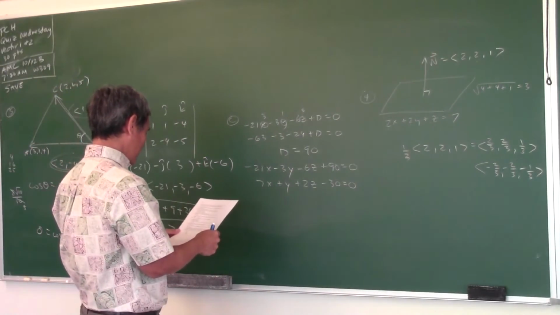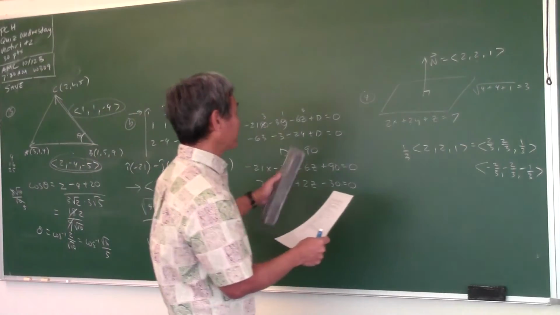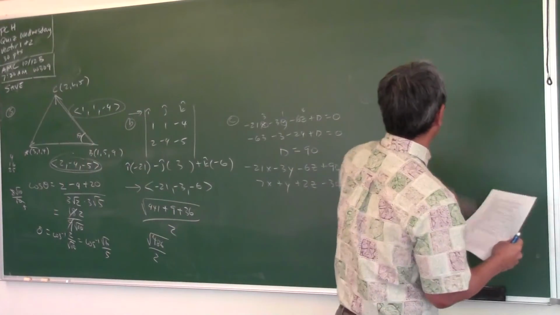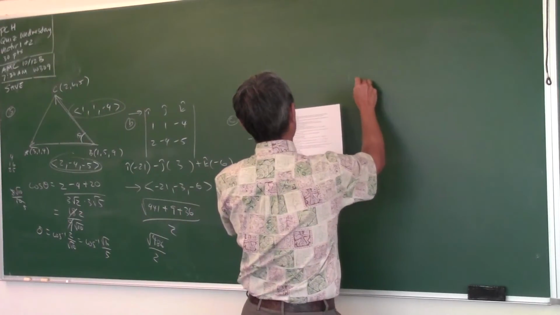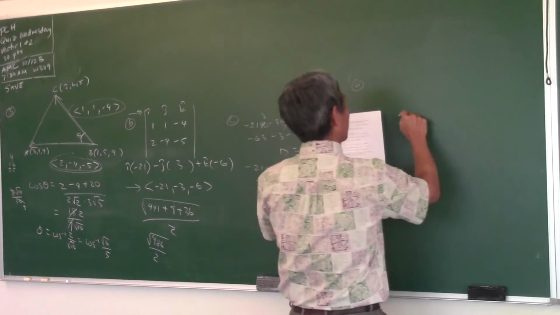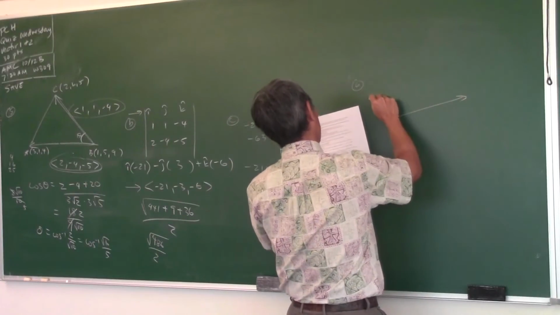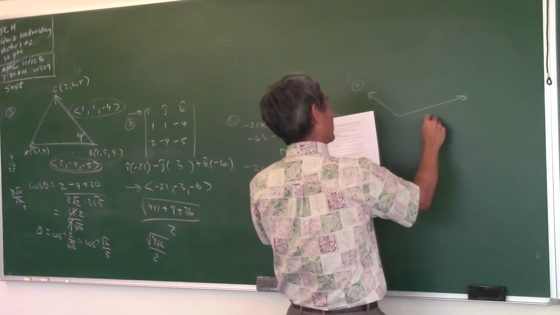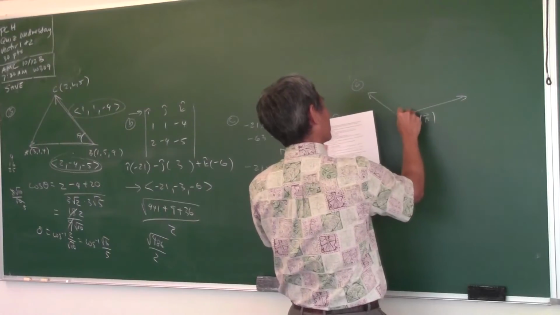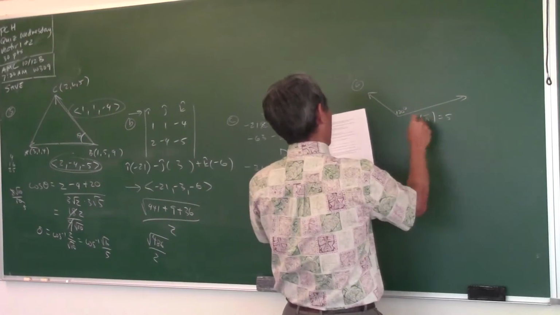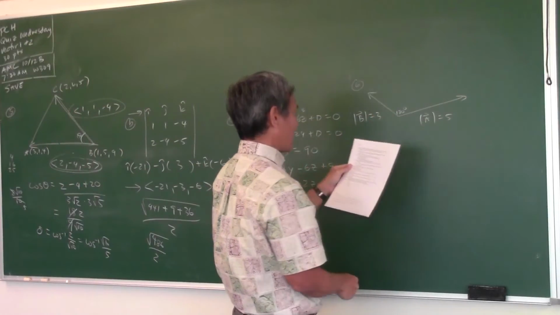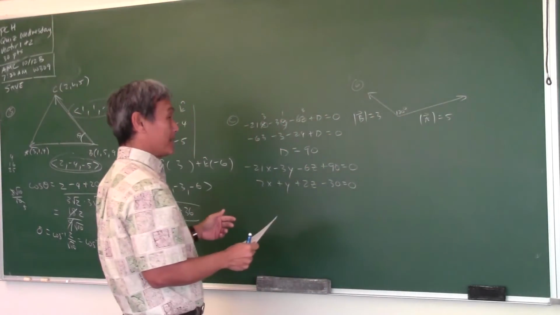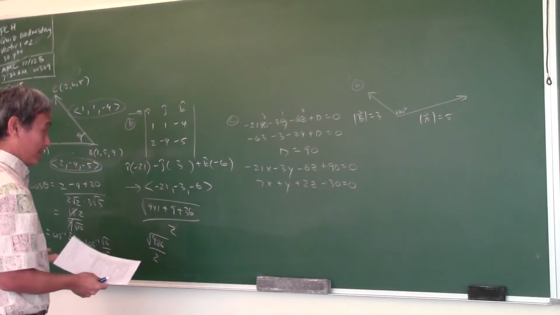Okay, next, number 6. The angle formed by A and B when placed tail to tail is 120 degrees. The length of vector A is 5, and the length of vector B is 3. Find the length of vector A minus B. Now there's 2 ways of doing this problem.